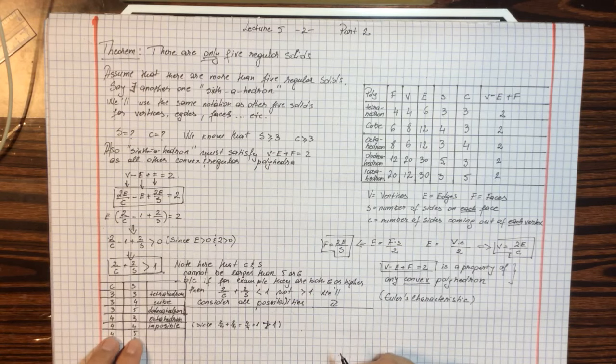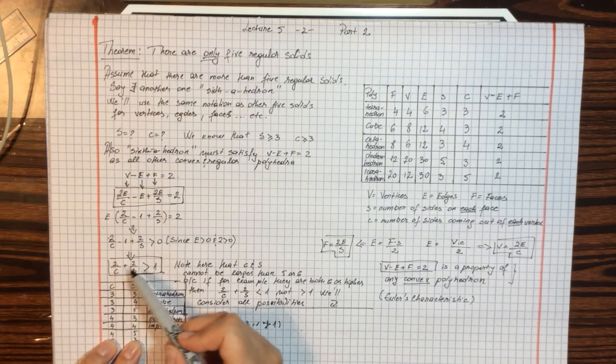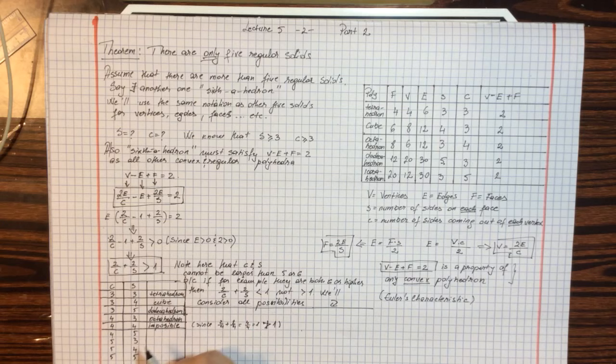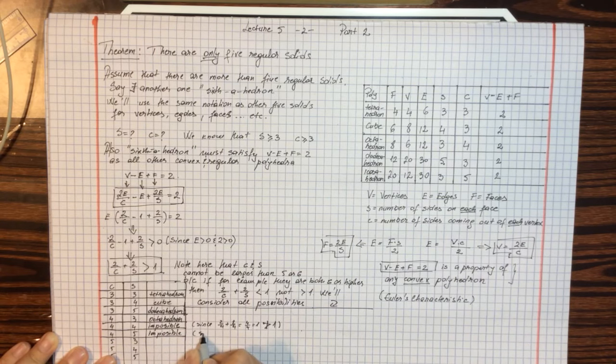Okay, what about 4 and 5? Combination 4 and 5. Again, if I was to plug in 4 and 5 here, what would I get? I get 2 over 4 plus 2 over 5. That is actually equal to 9 over 10, which is also impossible. So this is an impossible combination as well, since 2 over 4 plus 2 over 5 is equal to 9 over 10, and that is not greater than 1.